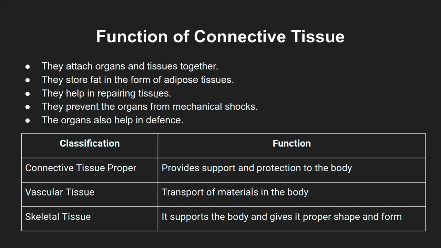They store fat in the form of adipose tissue. So usually when you have a lot of belly fat, that is nothing but some sort of adipose tissue, or even in the hip and the thigh region, we have a lot of fat deposition that is usually in the form of adipose tissue. Sometimes it's also in the muscles, but in the cases where it is not in the muscles, it is in the adipose tissue format, that is the connective tissue in general.